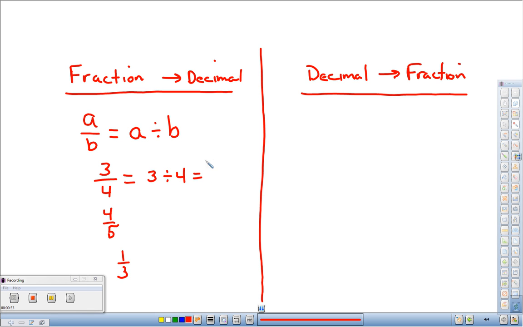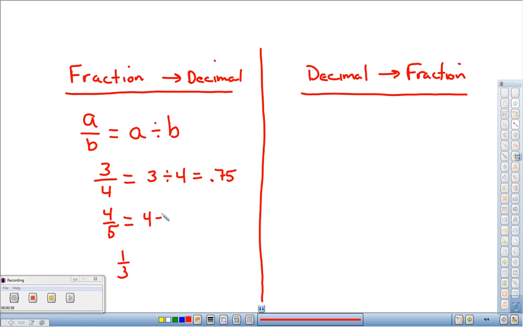Now, we said that using a calculator would be okay here, and I'm perfectly all right with that. So 3 divided by 4 as a decimal should be 0.75. And 0.75 is what's called a terminating decimal. That means there's an end. There's no more numbers after 5.